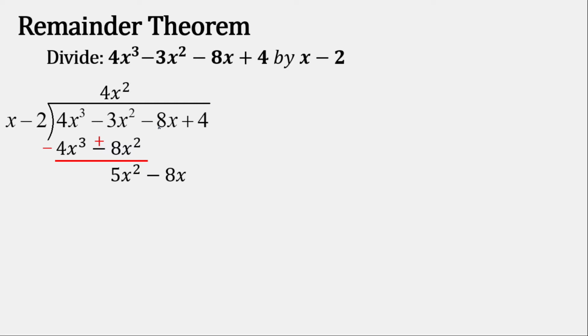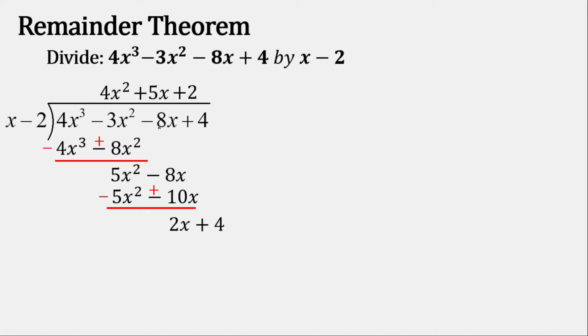Let's divide 5x squared by x. We have 5x. Then let's multiply 5x by x minus 2. So we have 5x squared minus 10x. Now again, let's change the sign and add this. So we have 2x, then bring down positive 4. Now 2x plus 4 divided by x, we have positive 2.